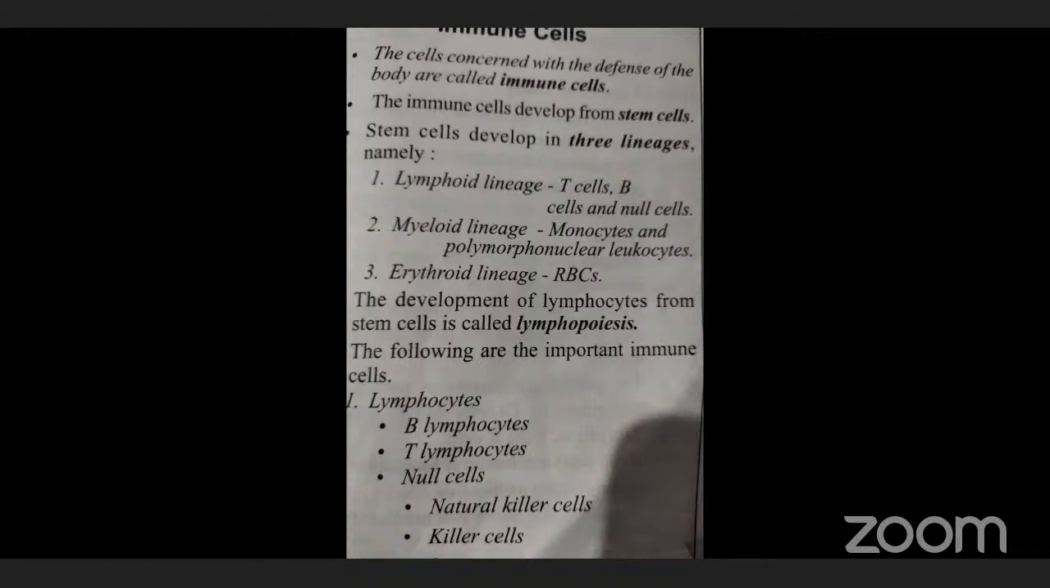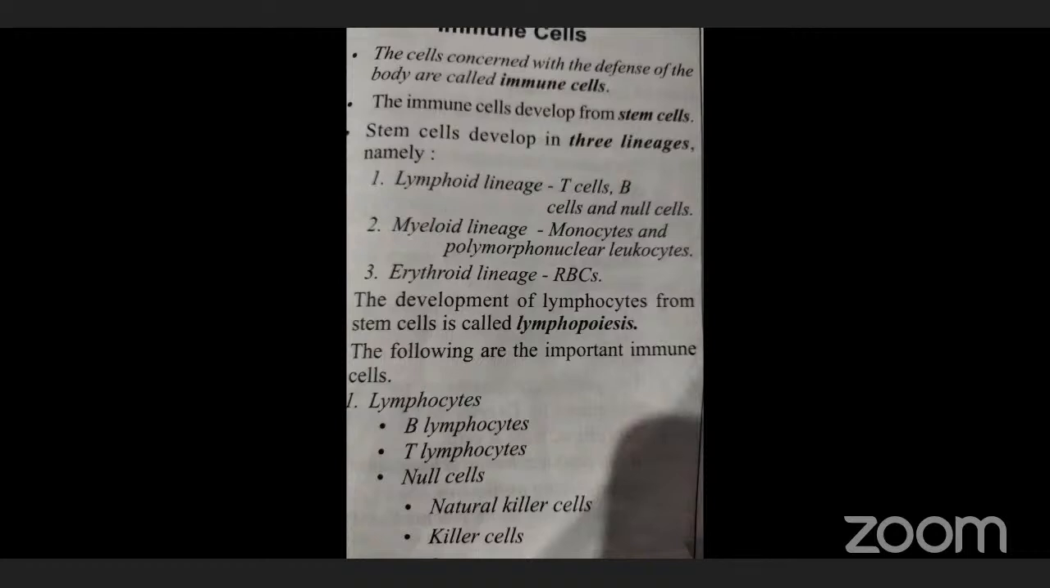Naturally B lymphocytes and T lymphocytes are immune cells, and null cells and natural killer cells. That question was previously asked. I think that is also present in your syllabus. NK cells, natural killer cells, and another one called K cells, killer cells. Clear? Those come under the lymphocytes. B lymphocytes, T lymphocytes, null cells, natural killer cells, and killer cells: those five cells come under the lymphocytes.